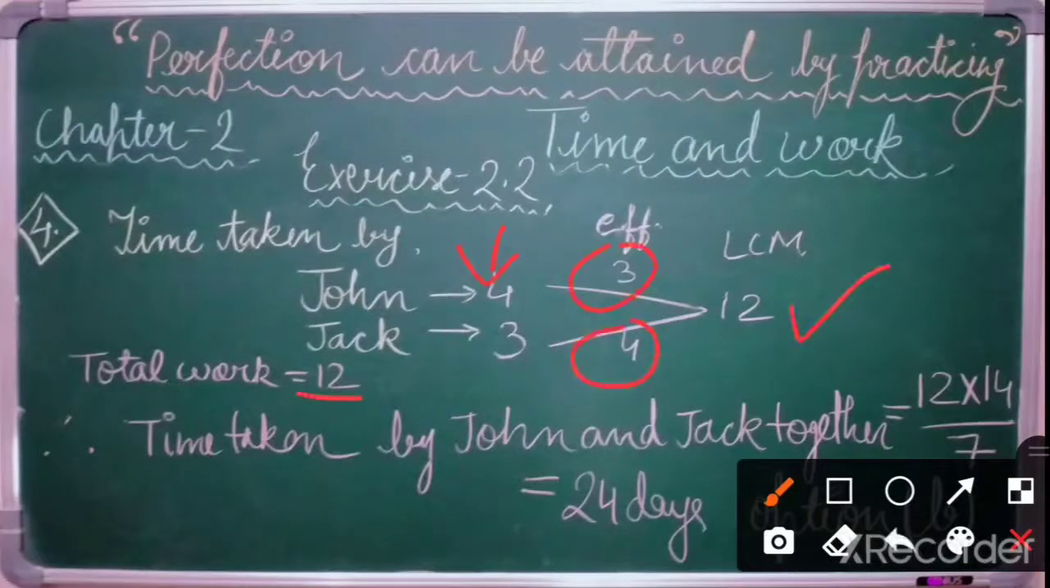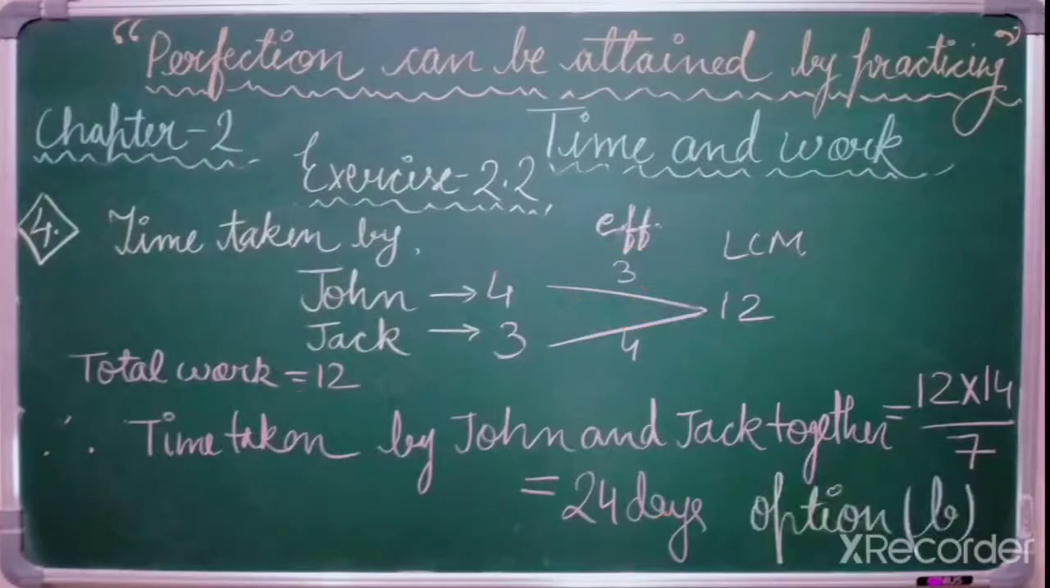The total work is 12 here, but now they need to stitch 14 trousers, right? So the time taken by John and Jack together to stitch 14 trousers would be 12 by 7 multiplied by 14, that is nothing but 24 days. So your option B would be your correct answer.